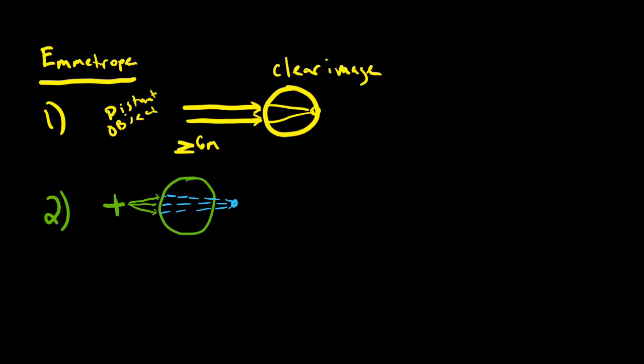So in this example, you've got an emmetrope, still an emmetrope, but we've moved the target in to 50 centimeters. And we've created divergent light coming in. And because the divergent light was coming in, the rays inside the eye are not going to be quite as convergent as they would in the example above.